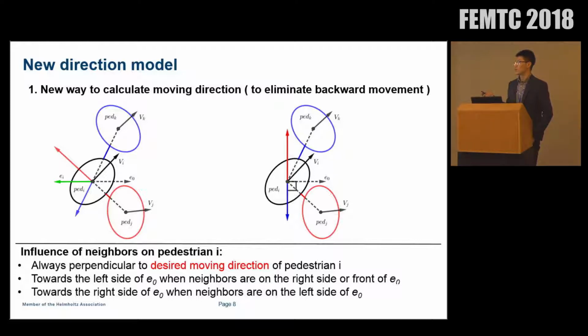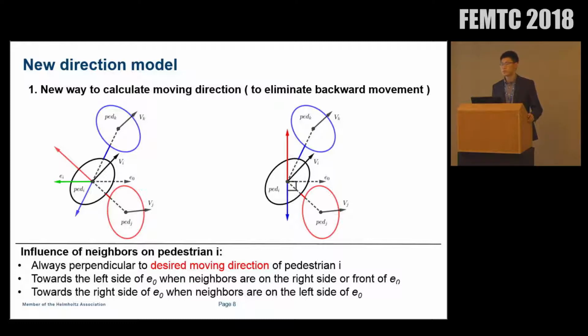So now in the new direction model, the influence of neighbors on pedestrian's eye is always perpendicular to the desired moving direction of pedestrians. It will be towards the left side of the desired moving direction when the neighbor is located on the right side of the desired moving direction, and towards the right side when it's located on the left side.